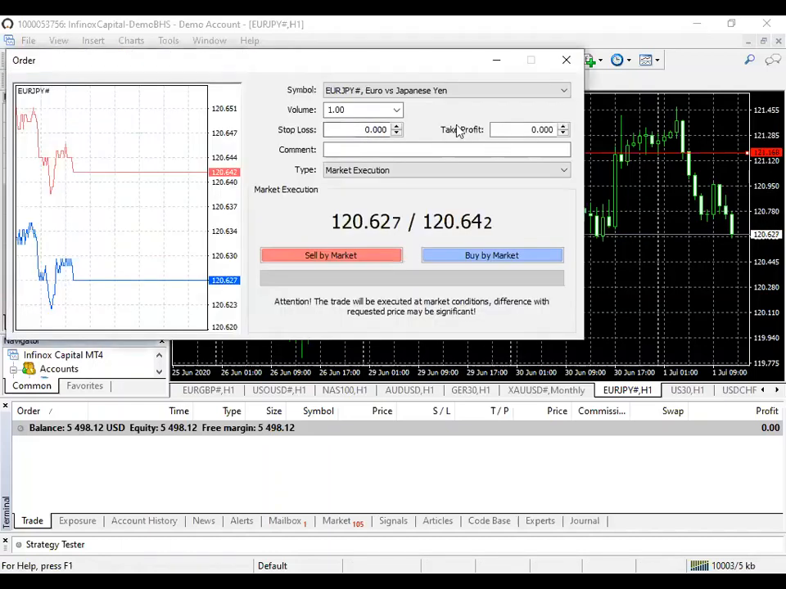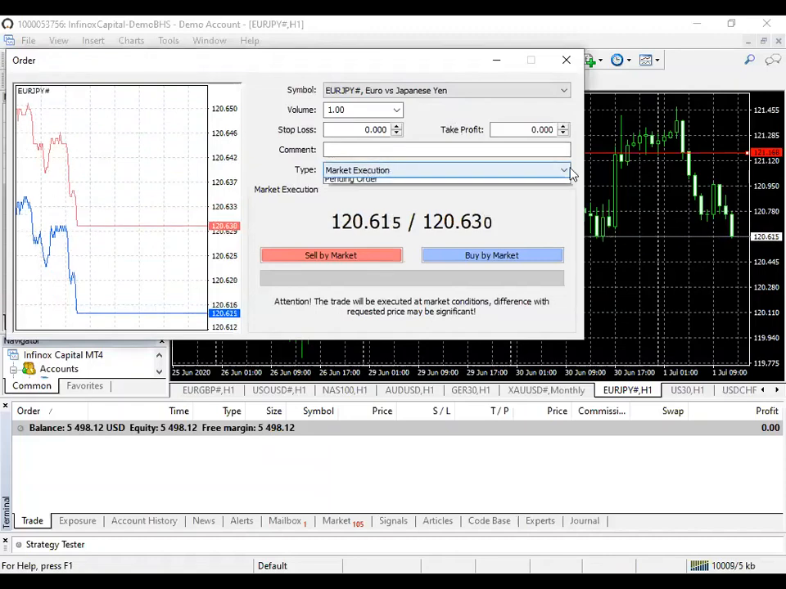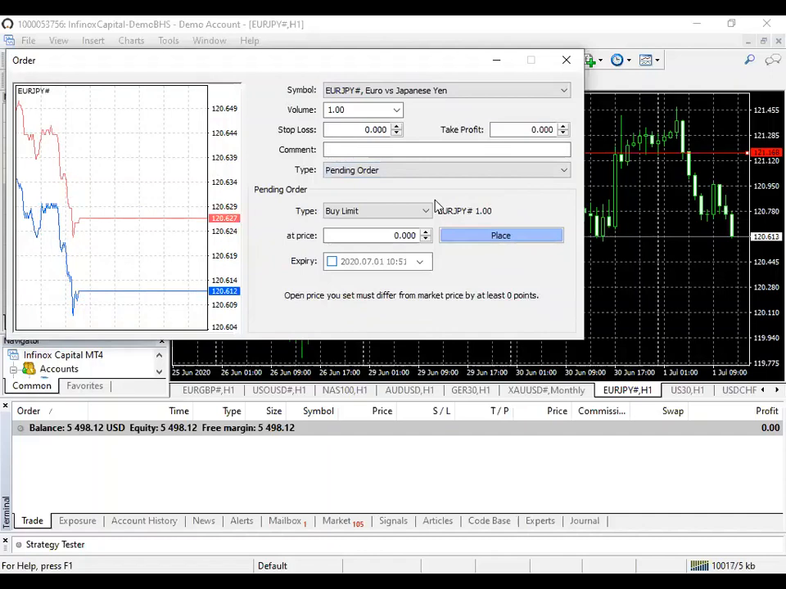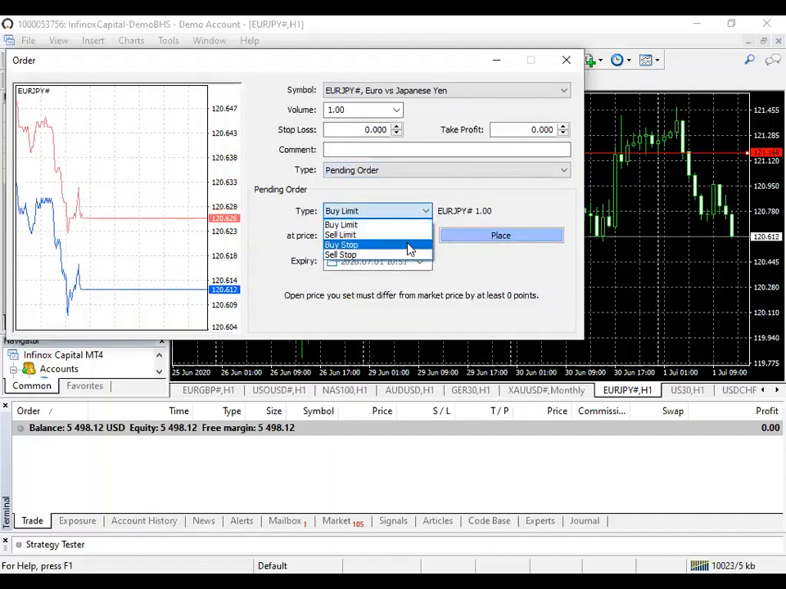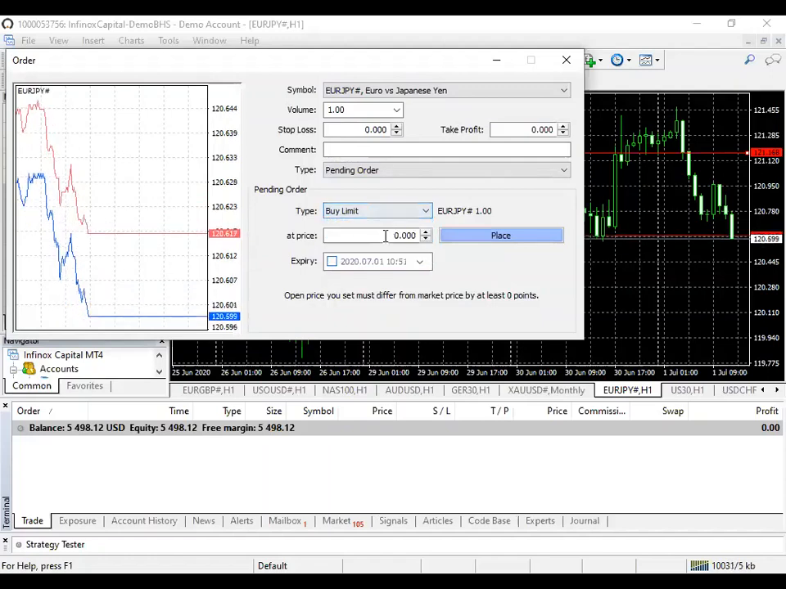From new order, you will change market execution. You change it to pending order because you're not getting it at the current price. Okay, so I change it to pending order. So I change it to this. So 121.